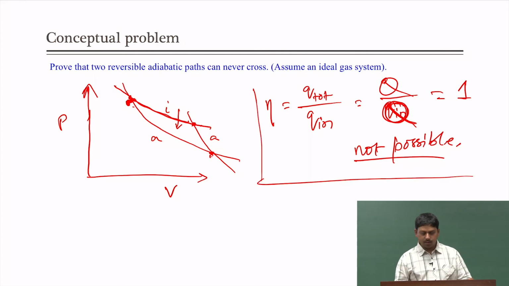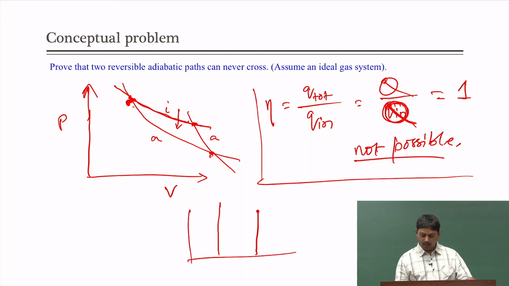So, this is sufficient enough to show that if they cross, you can always join them by an isothermal path, and then it will violate the second law of thermodynamics. So, that is why two adiabats can never cross, and you can think upon the TS diagram also. So, two adiabats, if they have the different temperature in TS diagram, they cannot meet.